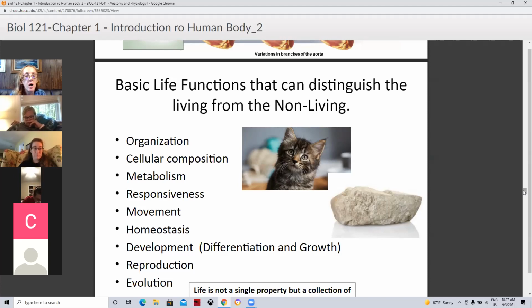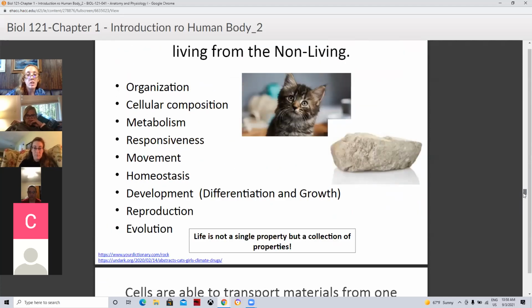Homeostasis, being able to maintain physiologically tolerant limits. Development, being able to form differentiation of cells into specialized cell functions and growth. Reproduction and evolution, like Catherine was talking about. Being able to evolve. People not having all 4 wisdom teeth, because it's never been a big benefit to us. So life as a whole is not a single property, but a collection of properties.